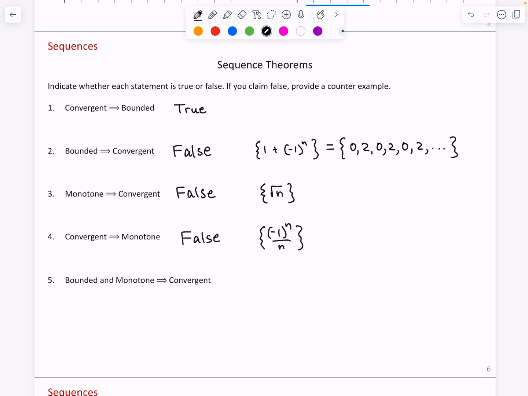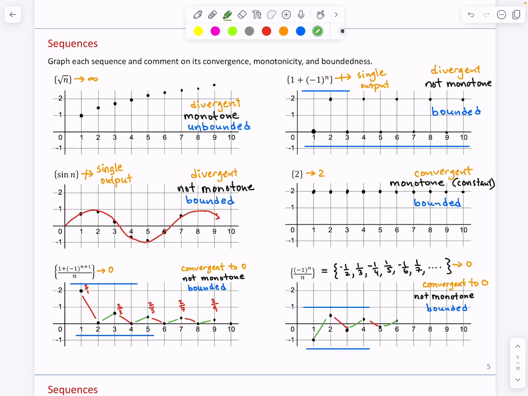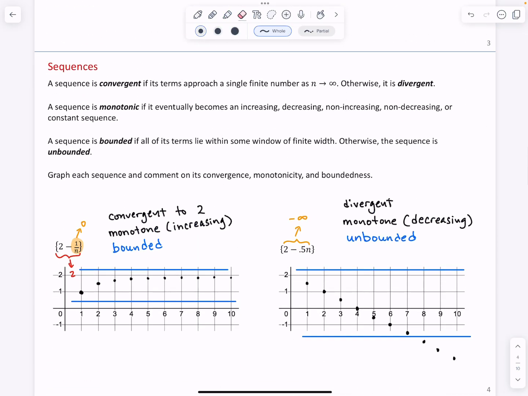And then finally, does bounded and monotone imply convergent? So looking at these examples, the only one that was both monotone and bounded was this example here, and it was convergent, but it was also a constant sequence. So is it generally true that bounded and monotone imply convergent? Looking back at the previous page, here's another example of being both bounded and monotone, this time monotone increasing, so non-constant, and this one was also convergent.